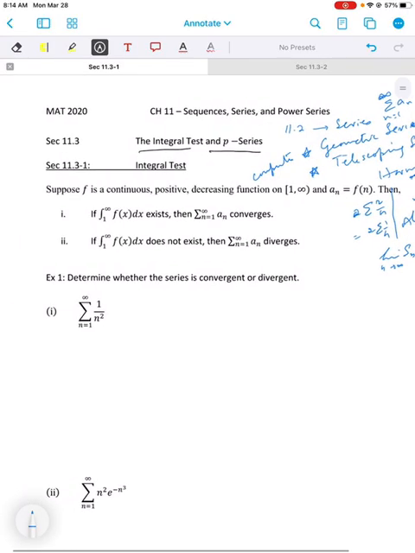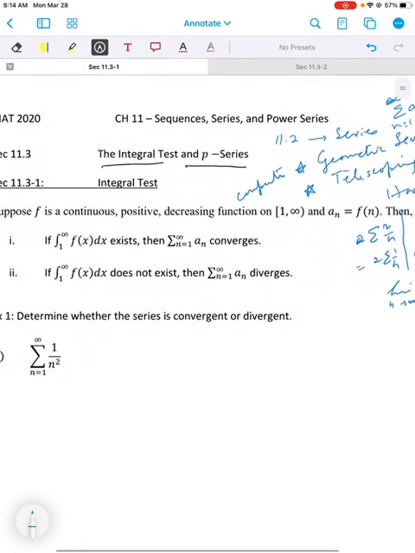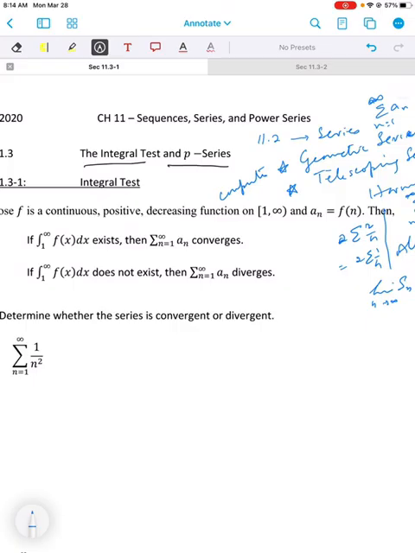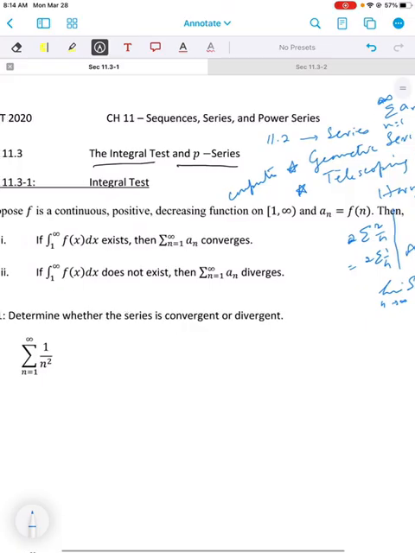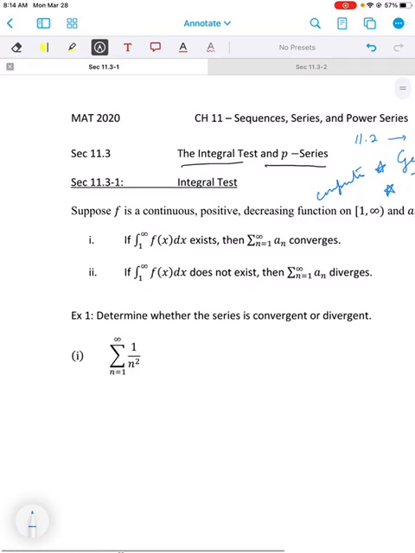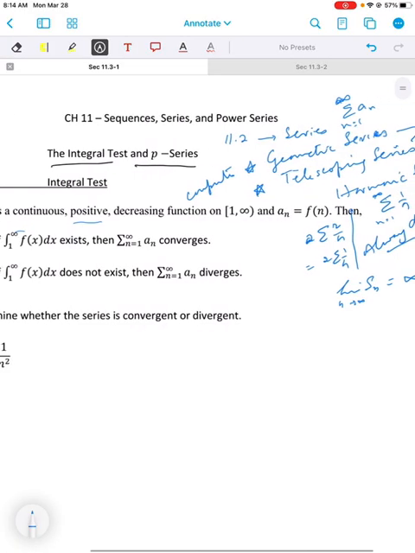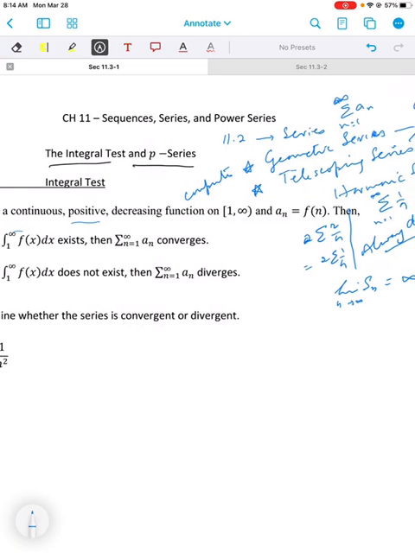But actually there are some tests which can be applied, a formal way of proving that the series diverges. The first one we are looking at is called the integral test. The idea uses something we have learned before, which is the improper integral. Suppose f is a continuous function which is positive, which means it's above the x-axis, and it is a decreasing function on 1 to infinity.